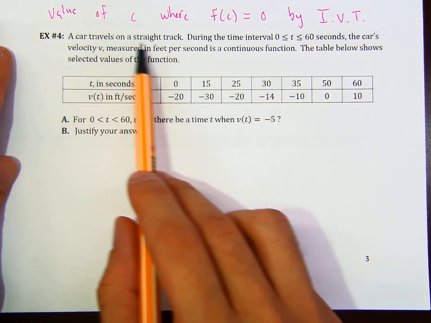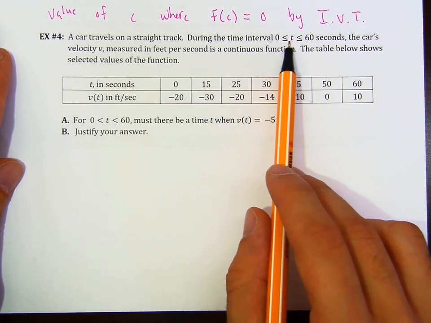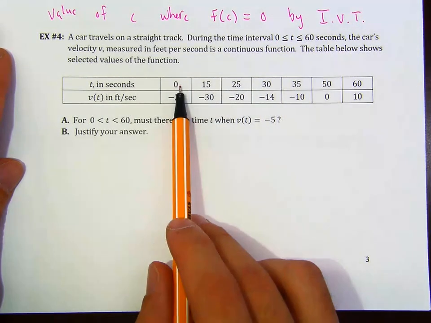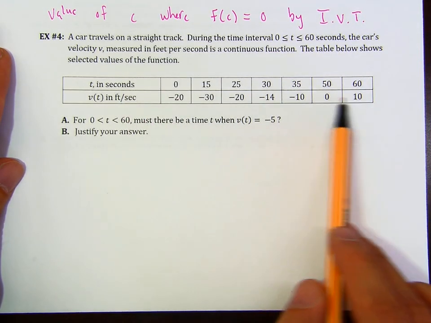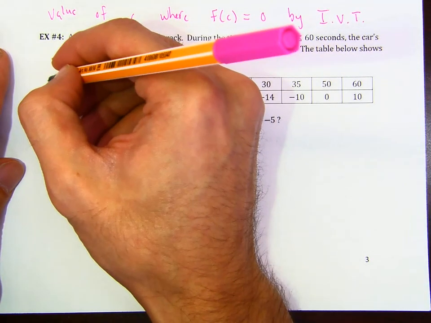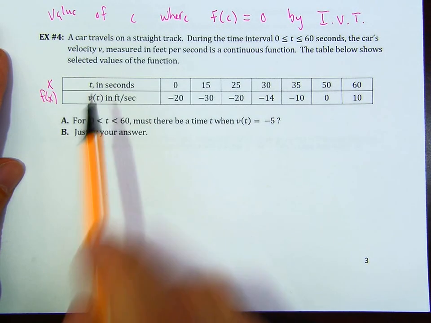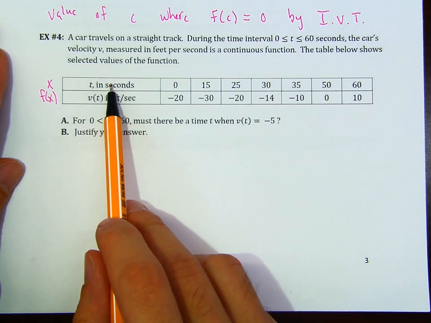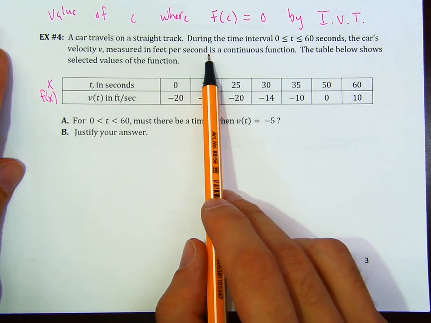It's saying a car travels on a straight track during the interval from the time from 0 to 60 seconds. Okay, so this is the time, and the car's velocity is here. So notice this is like your x and your f of x. But instead of x and f of x, you just have t and v of t. Okay, time and the velocity. So it's measured in feet per second.